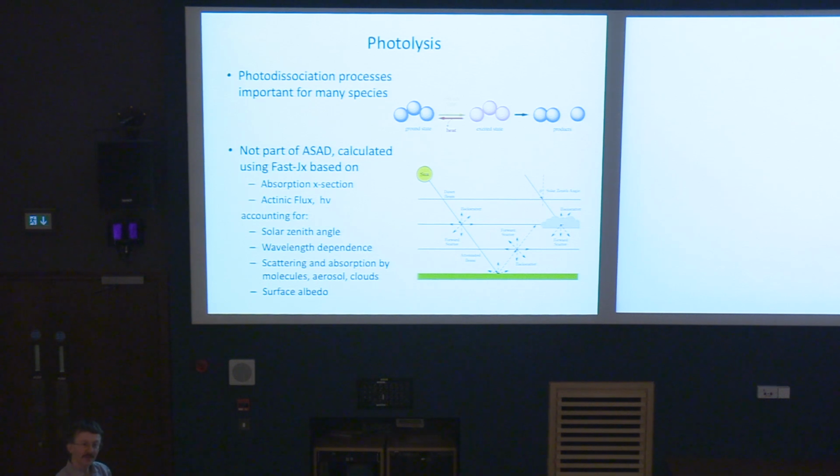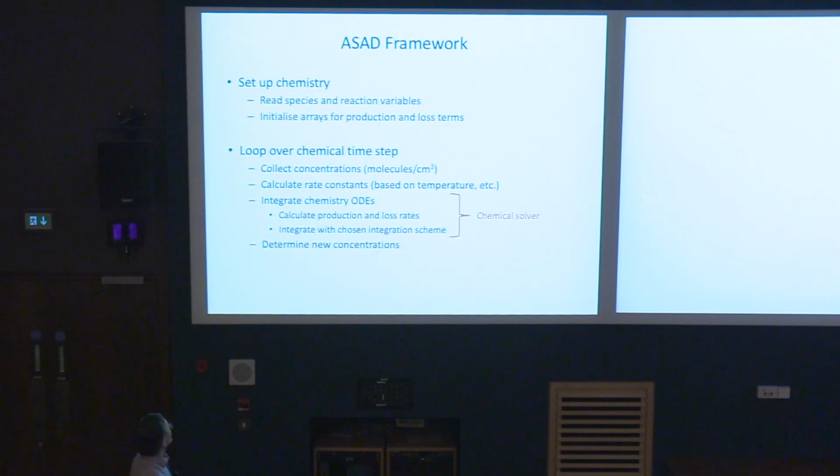But you need a photolysis scheme in order to provide the photolysis rates that the chemistry is then going to use. So the chemistry needs to know about the rate of removal by photolysis. So within the ASAD framework, let's summarize what happens. At the beginning of the model run, we need to set up our chemistry. You tell it what species you want it to use, you tell it what reactions to use, and it will then initialize all the arrays.